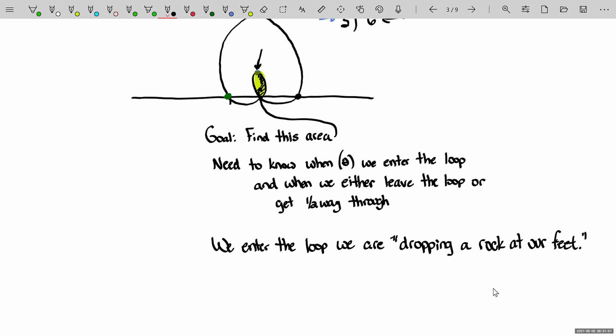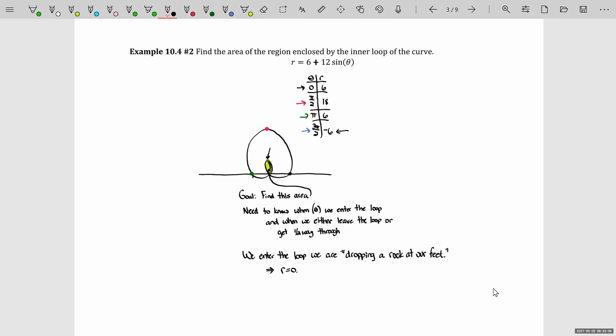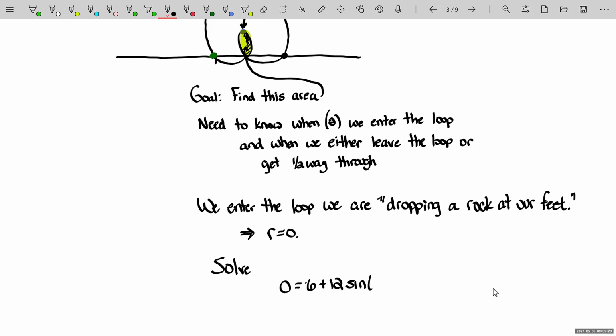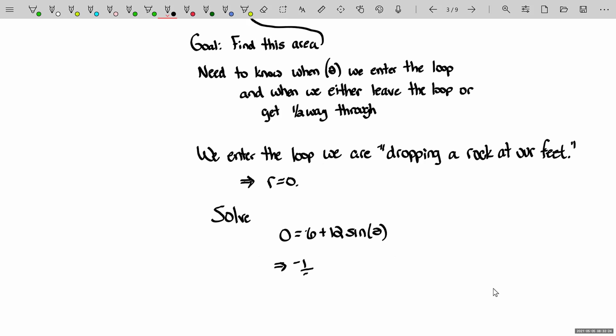Or in other words, when r is 0. So all we need to do is find out when is that polar curve equal to 0? When is the radius, or the distance we throw the rock, 0? So we're going to solve 0 is equal to 6 plus 12 sine theta. That is negative 1/2 is equal to sine of theta.